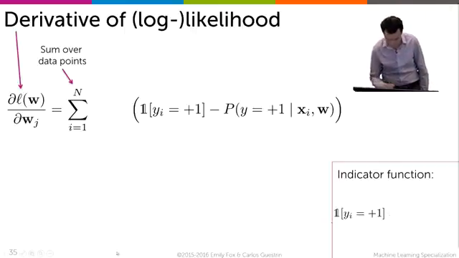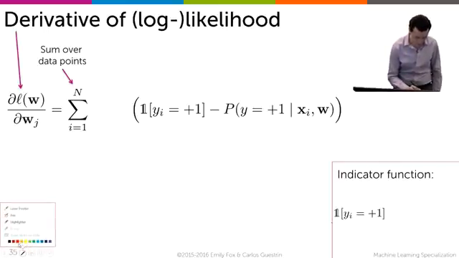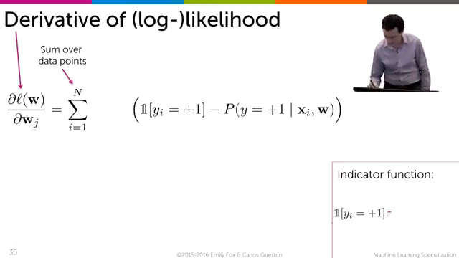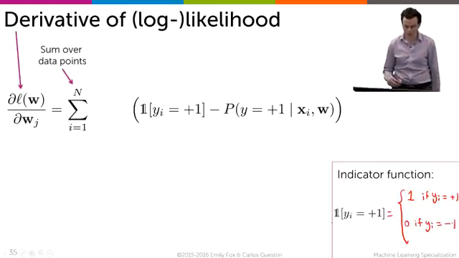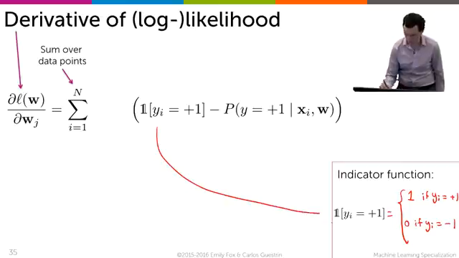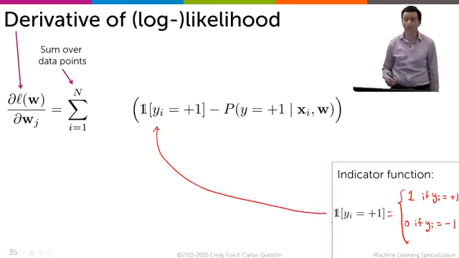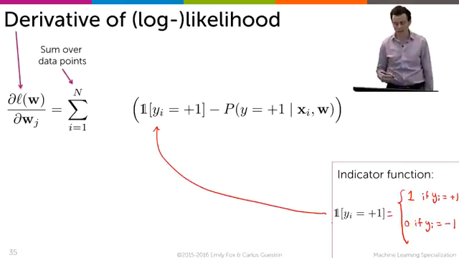I'm going to specify it at the bottom here. So let's get our ink. This indicator function simply says output 1 if yi is truly a positive example, and output 0 if yi is a negative example. So that's what the indicator is. This is the definition over here. So, is this a positive example?